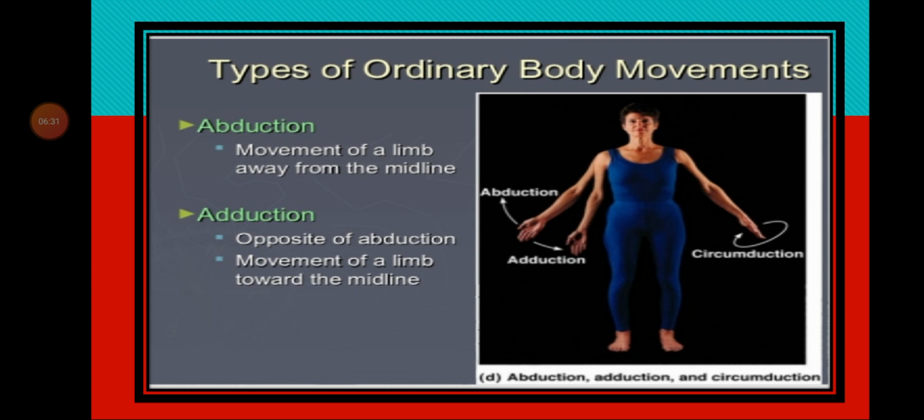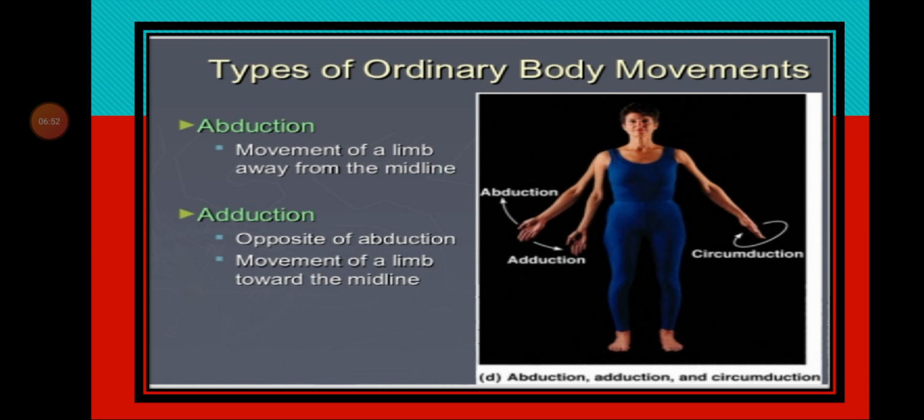Then types of body movements: abduction and adduction. Abduction means the movement of a limb away from the midline, and adduction is the opposite of abduction, the movement of a limb towards the midline.